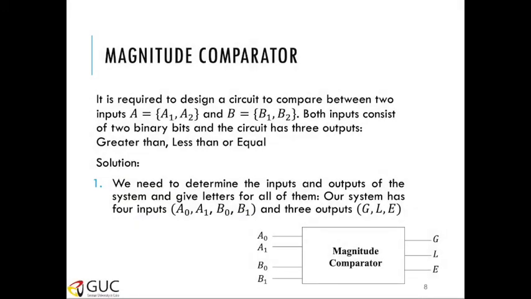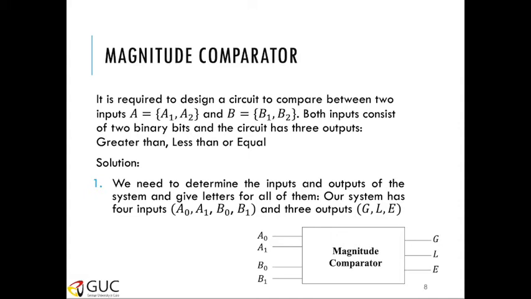Hello everyone. So today I'm going to discuss the magnitude comparator. It's one of the circuits in relation to combinational logic design or combinatorial logic. And in this specific example, we're required to design a circuit to compare between two inputs or two numbers, A and B, each of them made up of 2 bits.